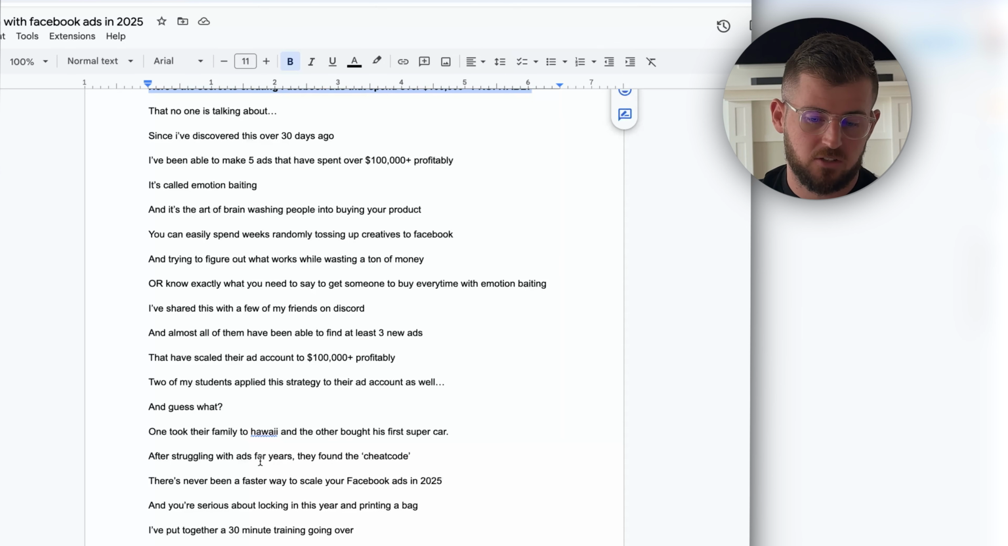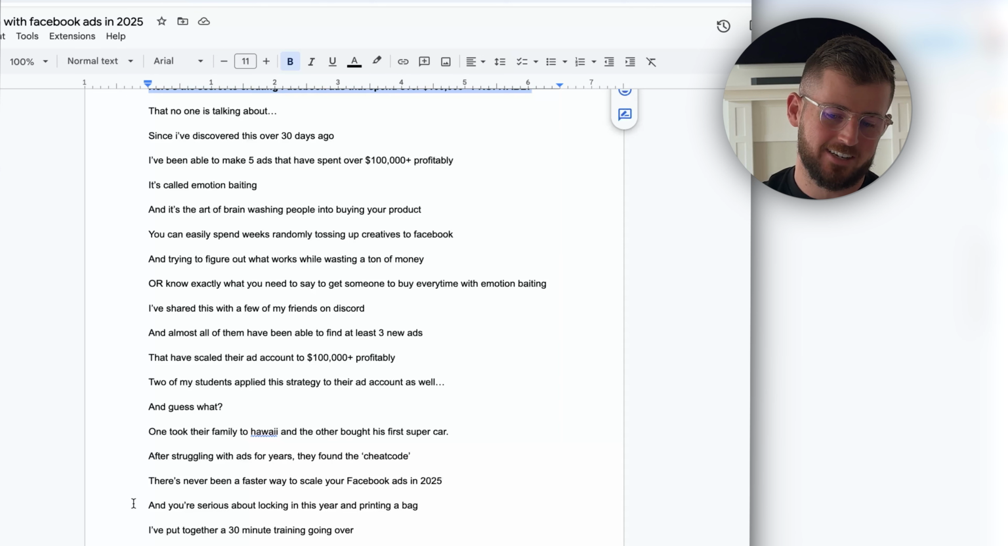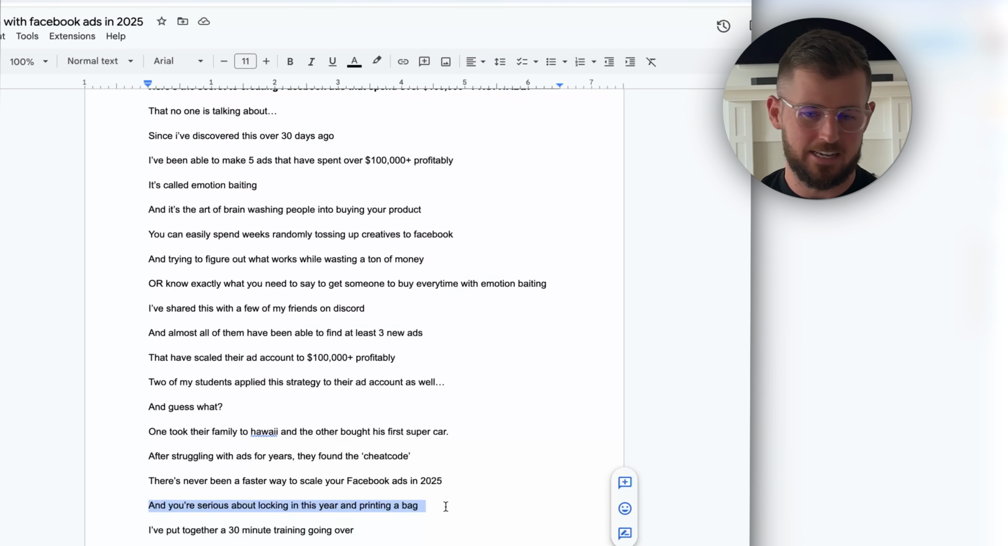After struggling with ads for years, they found the cheat code. A lot of people are always on the hunt for cheat codes, and I want to call that out right there. There's never been a faster way to scale your Facebook ads in 2025. This one is going to be the speed at which they get their desire satisfied. And if you're serious about locking in this year and printing a bag, this is using some money Twitter lingo, because I know my audience, the type of people I'm trying to market to.